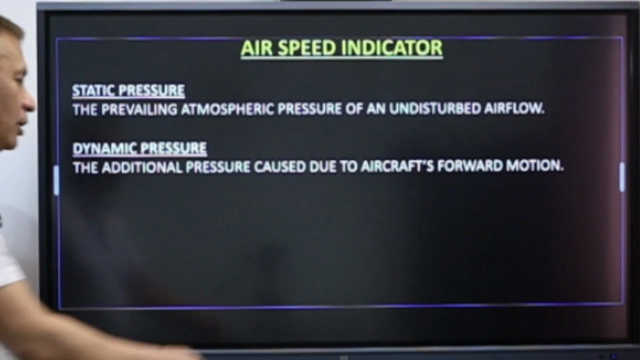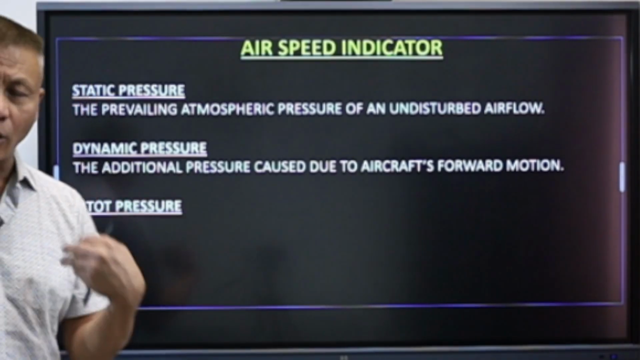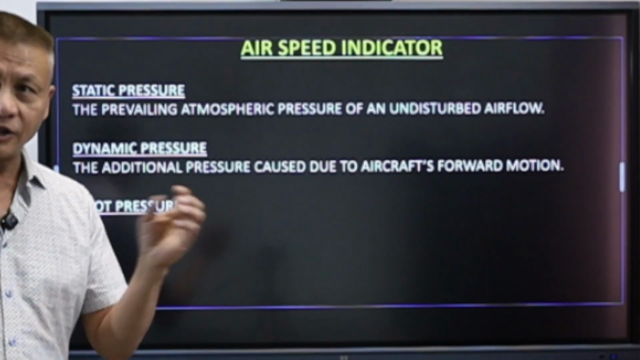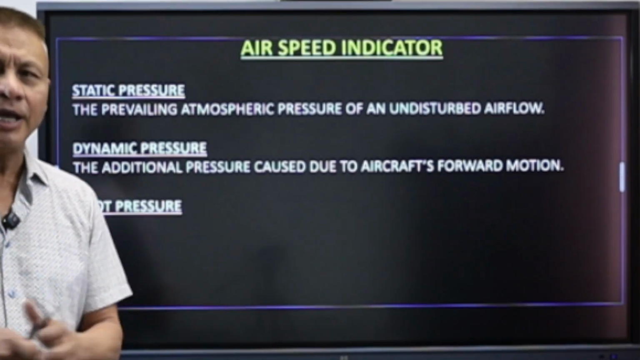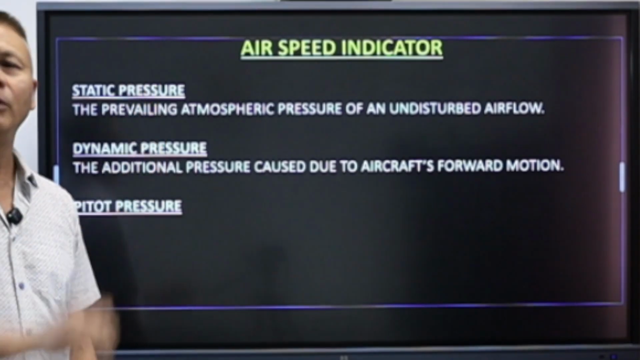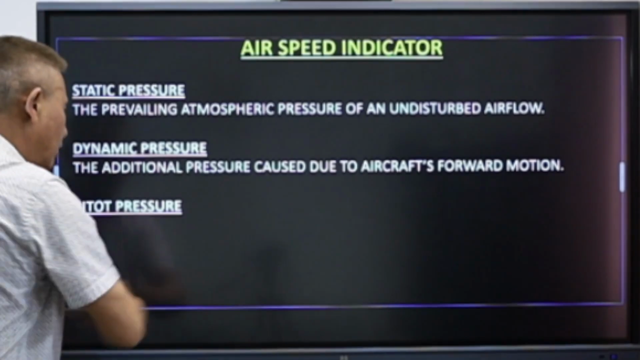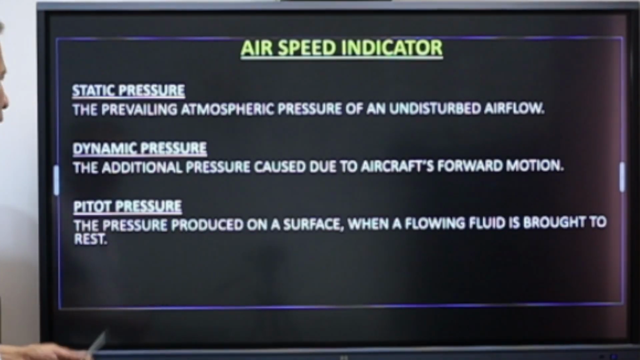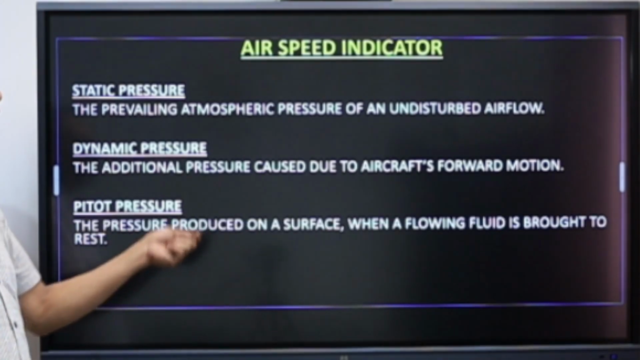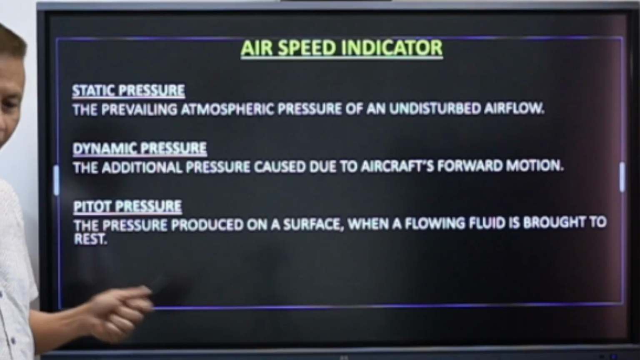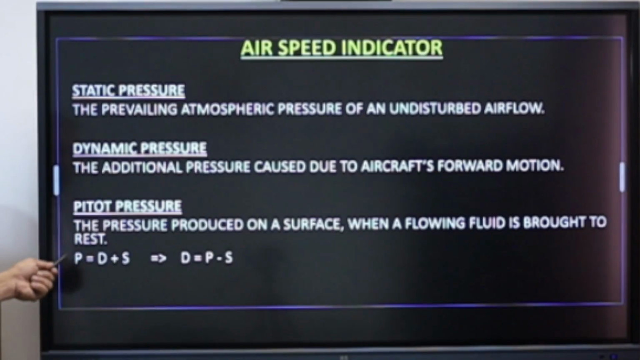So now the pressure which we actually feel on our face will be the sum of the static pressure, which was already existing, and the dynamic pressure, which is there because of the motion of the aircraft. That pressure is what we call the Pitot pressure, the pressure produced on a surface when a flowing fluid is brought to a complete rest. So this Pitot pressure P will be equal to the dynamic pressure plus the static pressure.